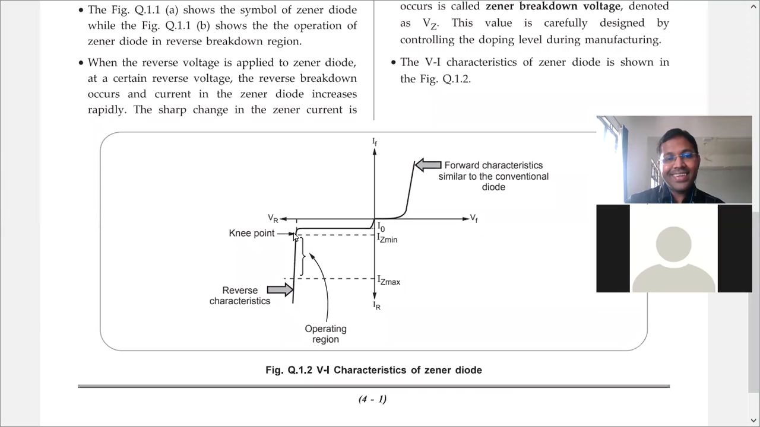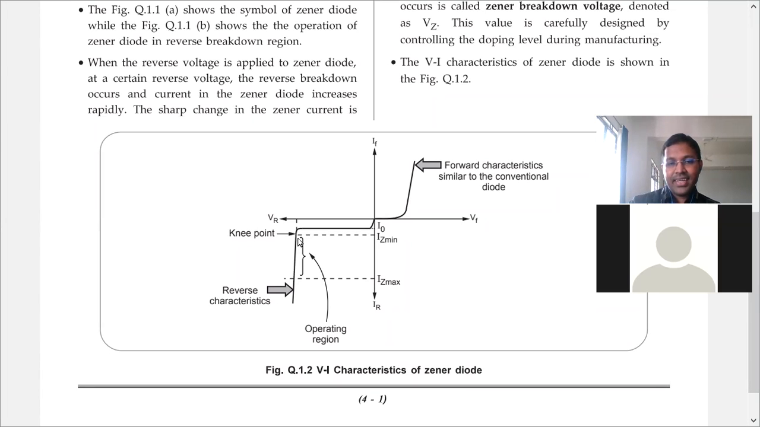Now here, if you see in this region, this is the minimum current that should flow through the Zener diode so that it will operate in the breakdown region. What is the important characteristic of this breakdown region? For example, when we travel from this point to this point, the current is increasing along the y-axis.